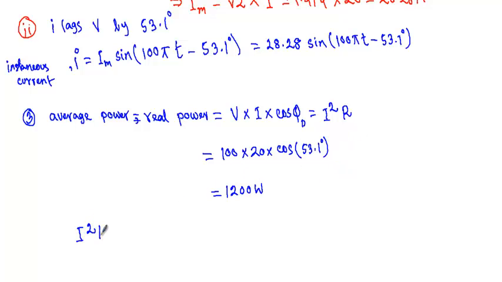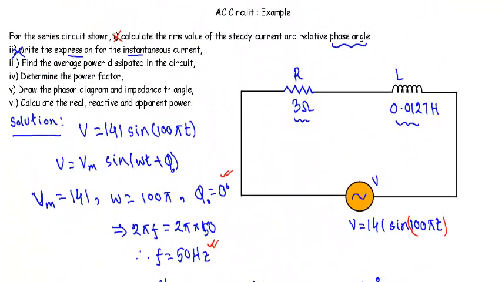Or if I calculate I squared R, I squared is 20 squared and R is equal to 3. So the average power that is absorbed in the resistor will be 1200 watt.